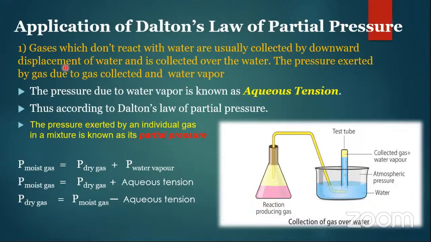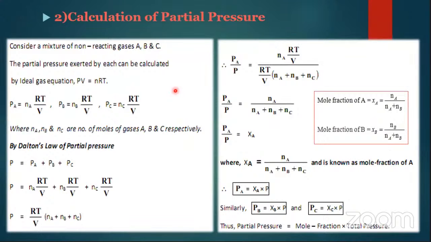So simply, gases which do not react with water are usually collected by downward displacement of water, over the water. The pressure exerted is due to the gas collected and the water vapor. Total pressure is equal to the dry gas pressure plus the water vapor pressure. Understood? Okay, next, calculations of partial pressures.